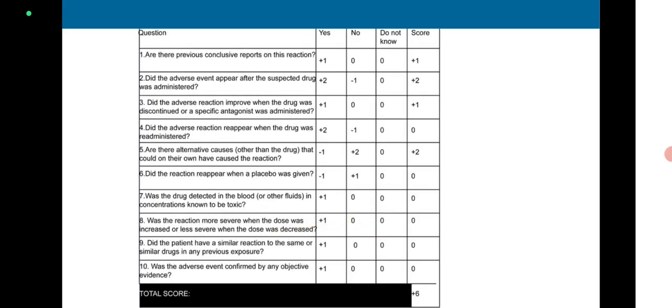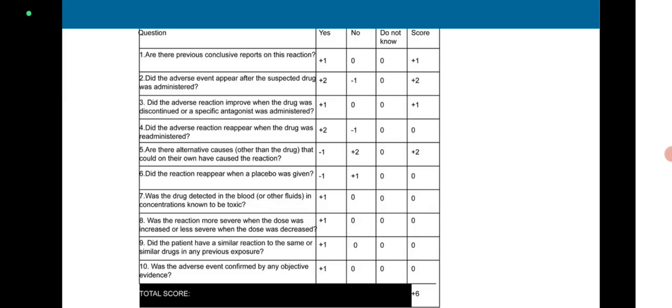What are the questions that need to be answered in the Naranjo scale? First question: are there previous conclusive reports on this reaction? If the answer is yes, we put +1 mark. If the answer is no, we put 0, and if we don't know the answer, we put 0.